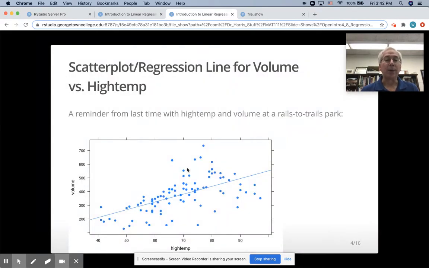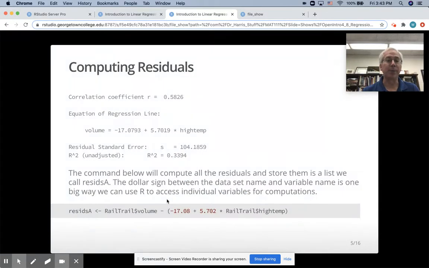Just a quick reminder, this is an example that we looked at in the previous slideshow. This is our scatter plot of high temperature at a rails to trails park, along with the number of participants on that rails to trails during a given day, measured over 90 different days in one season, 1 year. We saw that there was a general upward trend: as the temperature went up, the number of participants tended to go up. We found the equation of the regression line using an approximation method and lm in our previous video slideshow.